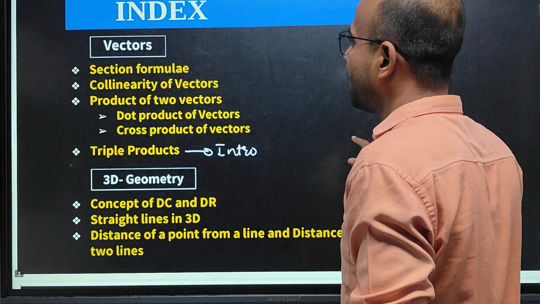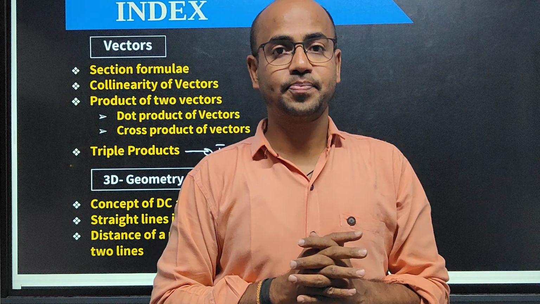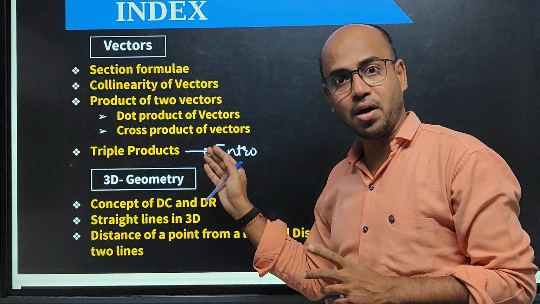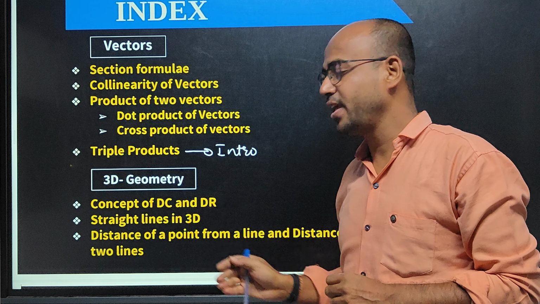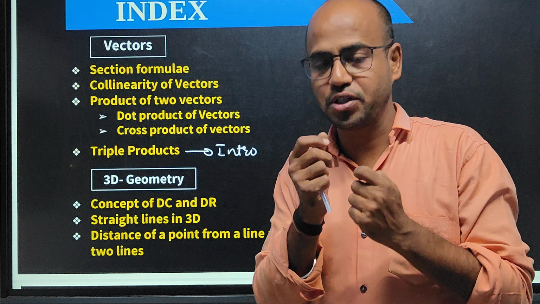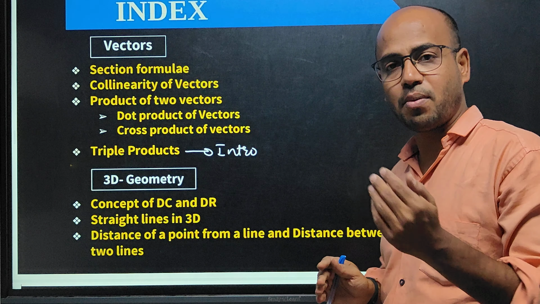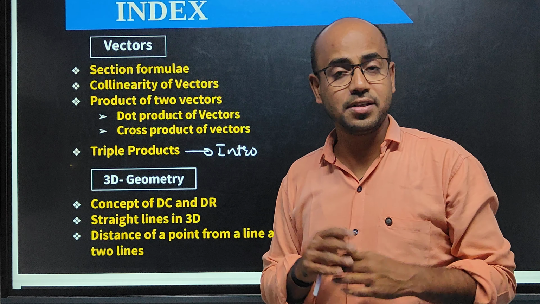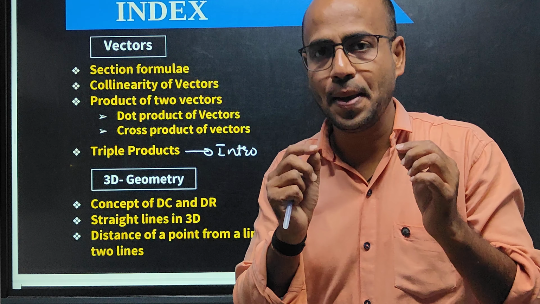Now, in vectors, we are going to study section formula, coordinating of vectors, dot product, cross product, STP, that is scalar triple product. In 3D, we are going to see the concept of direction cosines, direction ratios, straight lines in 3D, and distance of a point from a line and distance between two parallel lines or skew lines. So these are the typical topics which frequently appear in JEE Mains.